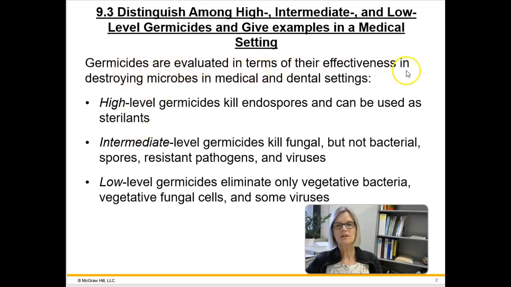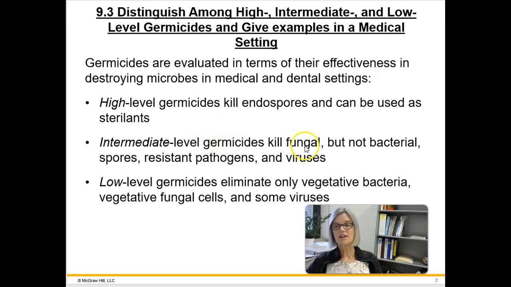Germicides are evaluated in terms of their effectiveness in destroying microbes in medical and dental settings. So if we classify something as a high-level germicide, it's going to inactivate endospores. And remember, that's our standard for being able to sterilize. So high-level germicides are those that sterilize. That being said, when we're trying to sterilize things, quite often we'll go to the physical control methods. We'll heat things or we'll use radiation, things like that. Chemicals are used less frequently for sterilizing, but there are some important ones that can be used for sterilizing.